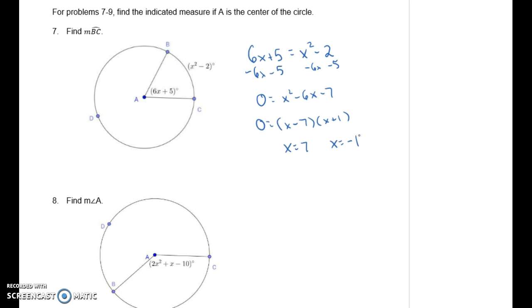Again, we want to double check and make sure that everything that we plug in is legitimate. If I plug in negative 1, I'm going to run into some issues in both places, here and here as well. So I think 7 is going to be the value I want to plug in. I'm going to plug that into arc BC. So 7 squared minus 2 is 47 degrees.